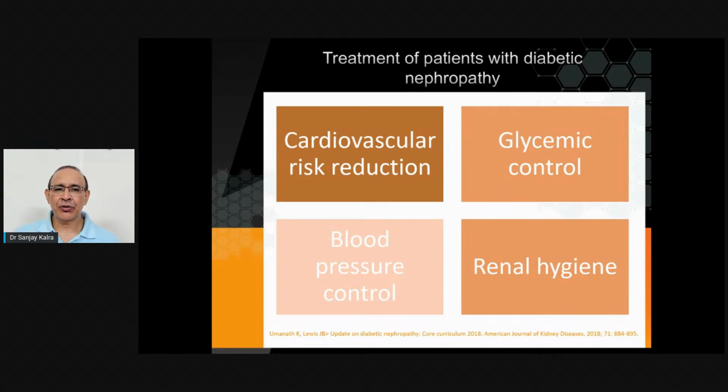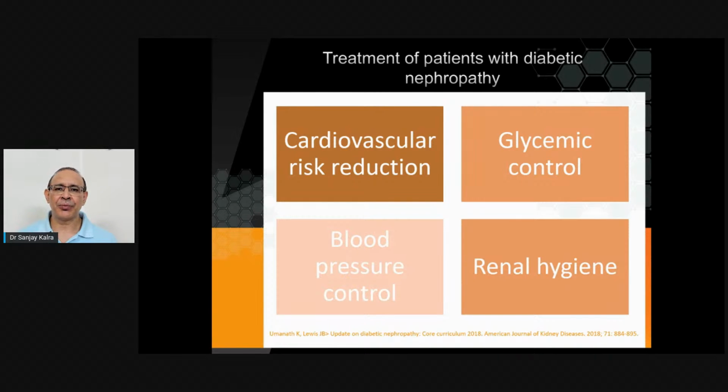Not only do we have to control glucose and blood pressure, we also have to reduce CV risk. So where required, you will give a statin, that is to everybody with DKD, diabetic kidney disease. And where required, you will give antiplatelet drugs like aspirin. The guidelines actually are that everybody with diabetic kidney disease should get a statin irrespective of lipid profile at baseline. So you do not even need to wait for the lipid profile results. You should start a statin.